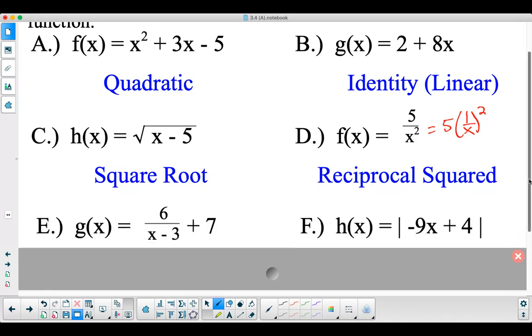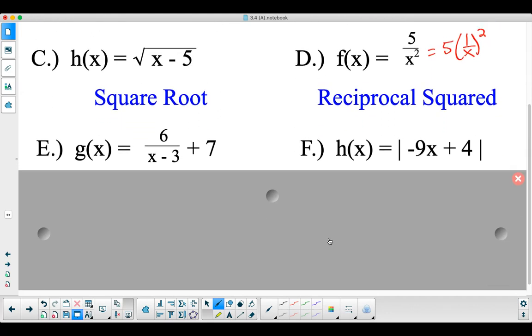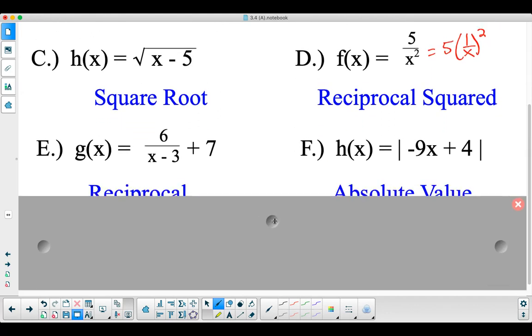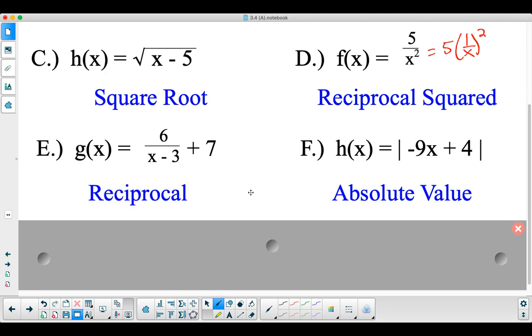Next, E and F. And that's going to be your reciprocal and absolute value. People tend to struggle with the reciprocal because they look at it and think, oh my gosh, there's not a 1 on top. Well, remember, you can always rewrite those reciprocals. This can be rewritten as 6 times 1 over x minus 3. That number on top, you're really just multiplying that reciprocal by 6. And then absolute value for f because it has those straight bars around it.